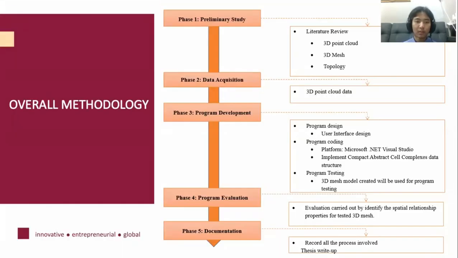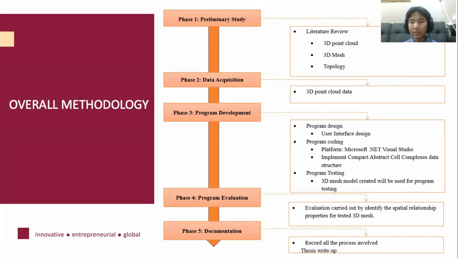Methodology. So this is the flowchart of my methodology approach, which comprises 5 phases. The first phase is the preliminary study. The second phase is data acquisition. The third phase is program development. The fourth phase is program evaluation. The fifth phase is documentation.